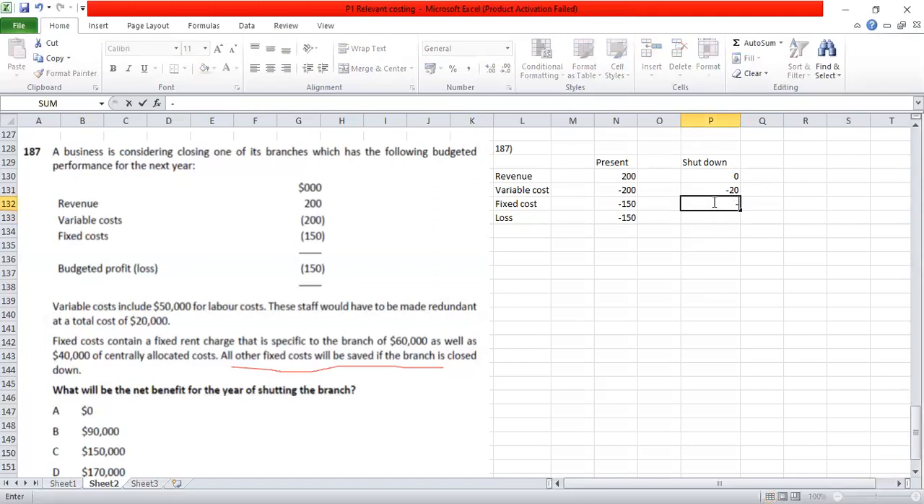Centrally allocated will be incurred. So the total loss is 60. Earlier the loss is 150, now the loss is 60. So the difference between these two is the benefit. The loss was to the extent of 150, now the loss is only to the extent of 60. So the benefit is the difference between these two, which is 90.